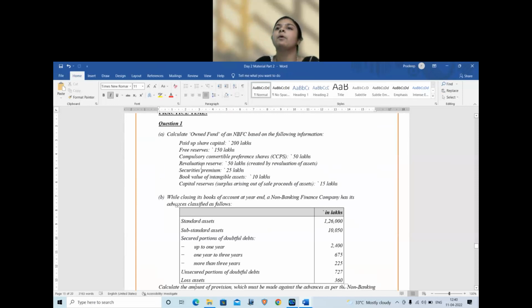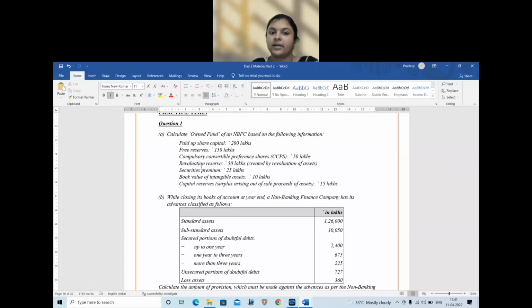Practice questions. Question number 1. Let's quickly do the calculation. Calculate the net owned fund of an NBFC based on the following information. Paid up share capital 200 lakhs, free reserves 150 lakhs, compulsorily convertible preference shares 50 lakhs, revaluation reserve, is it included? No. Revaluation reserve not included. Securities premium 25 lakhs, intangibles 10 lakhs, and capital reserves 15 lakhs. Calculate owned fund.